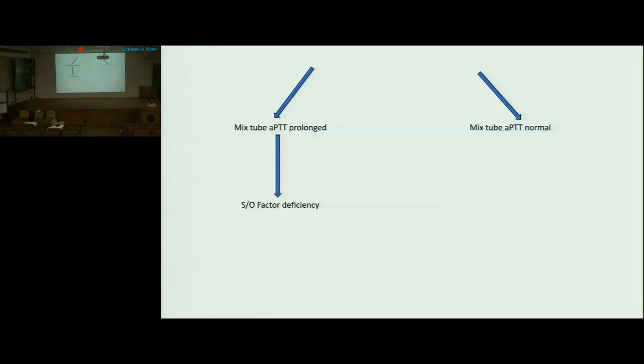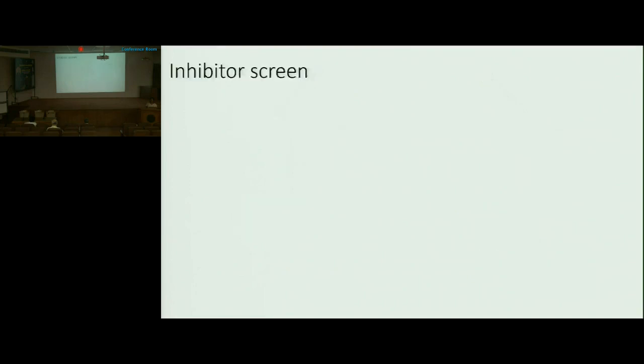If the normal pool plasma cannot neutralize the patient plasma, there is something else which is still prolonging the APTT. In such a case, it's suggestive of inhibitor. So we further proceed with the inhibitor screen.